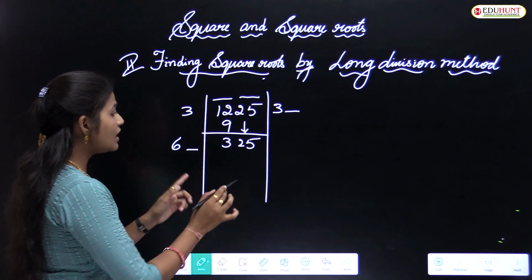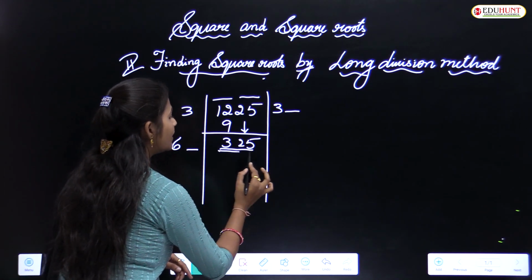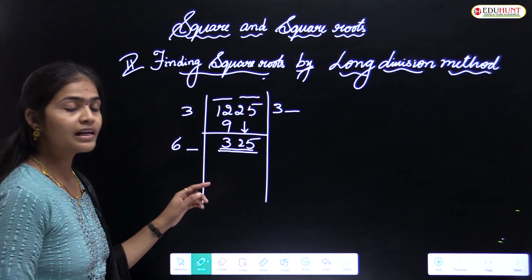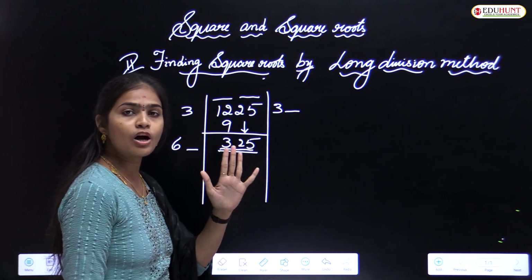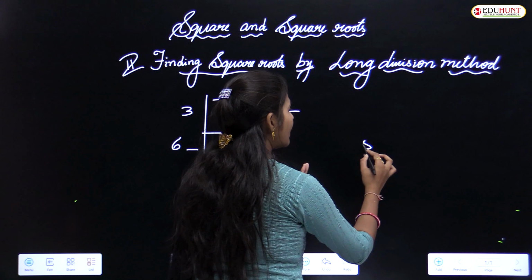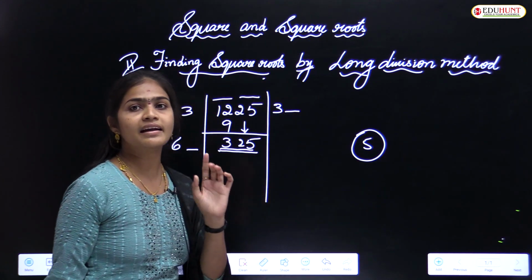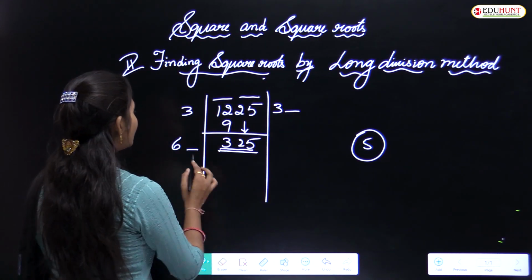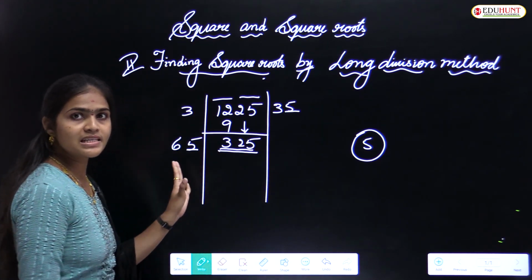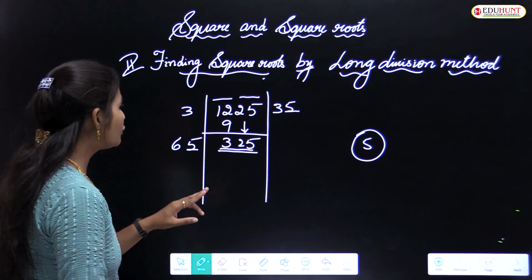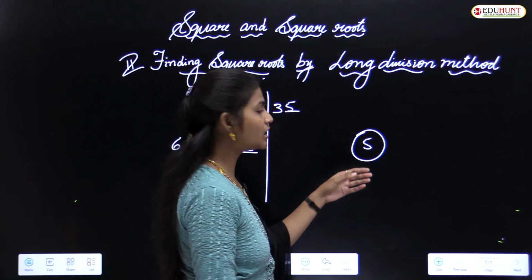Okay, so now we have to see that 325. That number has 5 in its units place. So how many possibilities are there to get a 5? Only one possibility, that is only 5. So write here 5, here also 5. Only one possibility there means directly you can write that. If two possibilities are there, you have to check them.